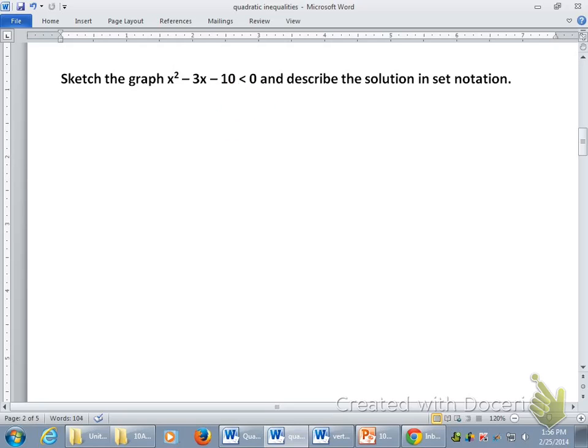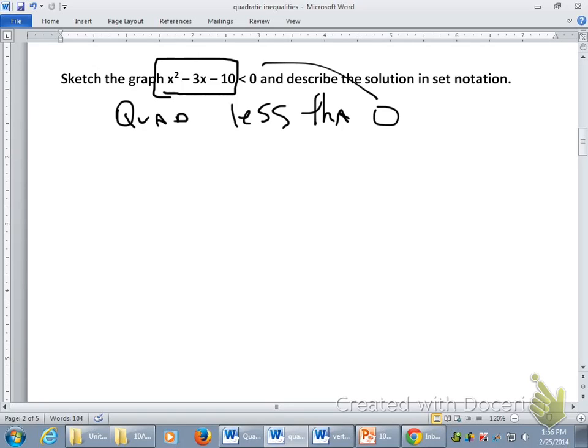What this says is, when is this quadratic less than 0? That's what it says. When is the quadratic less than 0? So I recognize that this is a quadratic. I know how to graph quadratics. So I'm just going to take a minute to graph this quadratic.